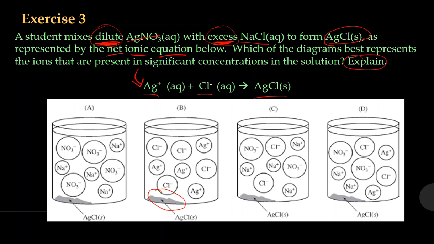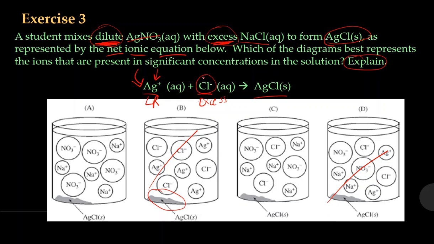Which one's my limiting? Yes, the silver is my limiting. The chloride is my excess. So when I look at my beakers, should I see any silver in any of them? Any silver ions? No, they should be gone. So this one's out. All of the silver ions should have fallen to the bottom and formed the precipitate.